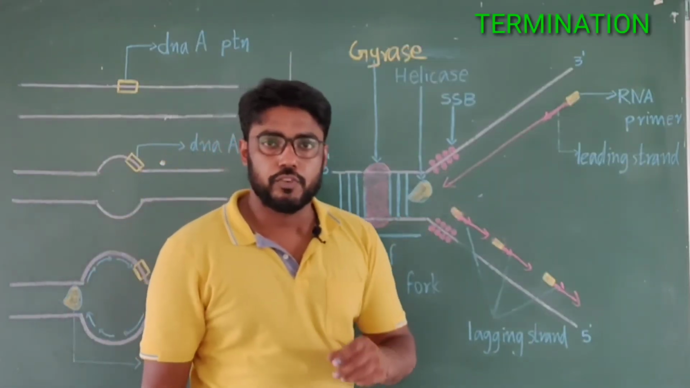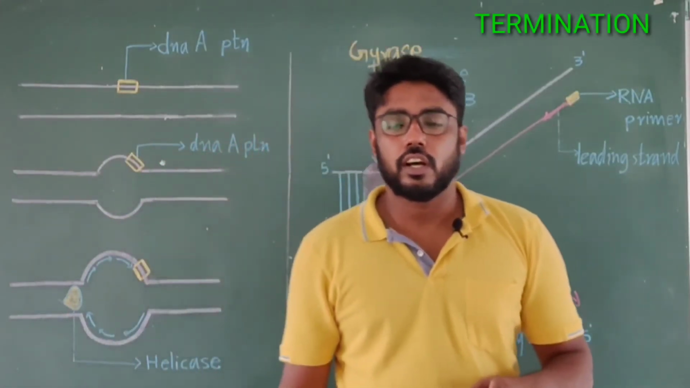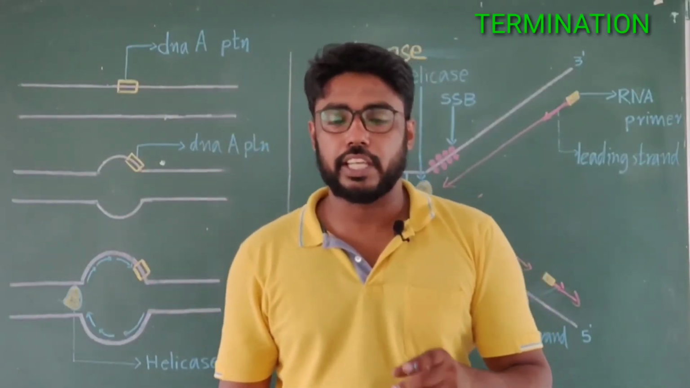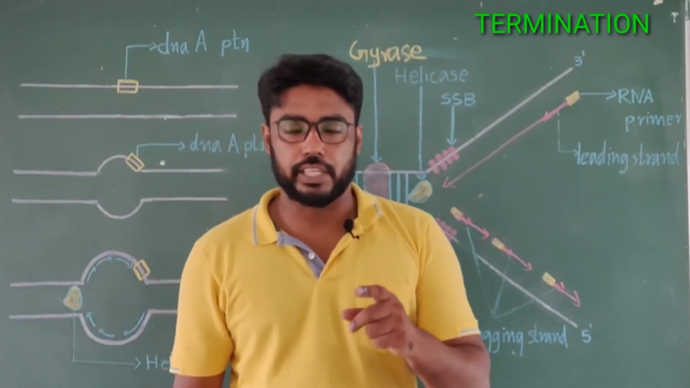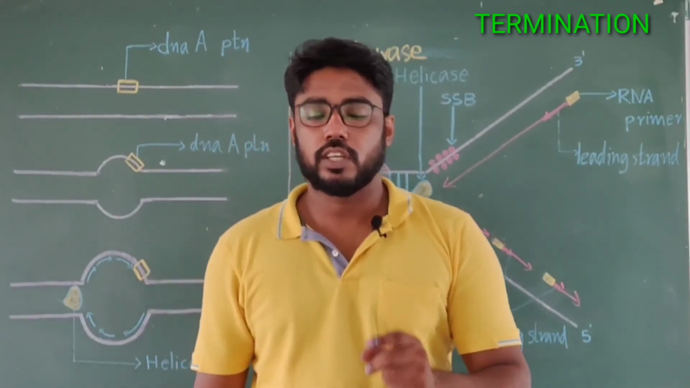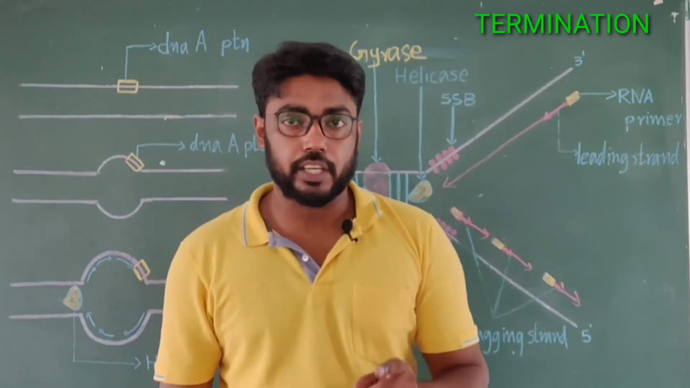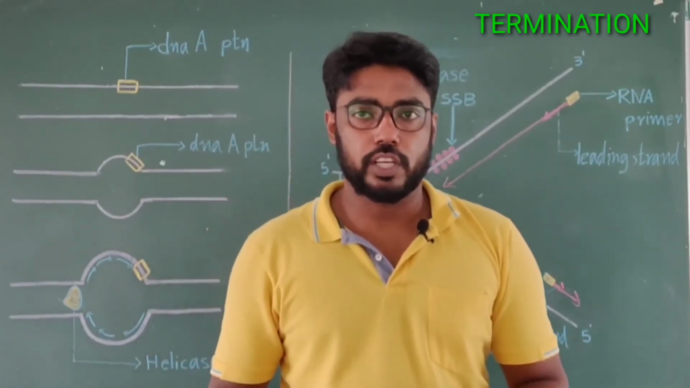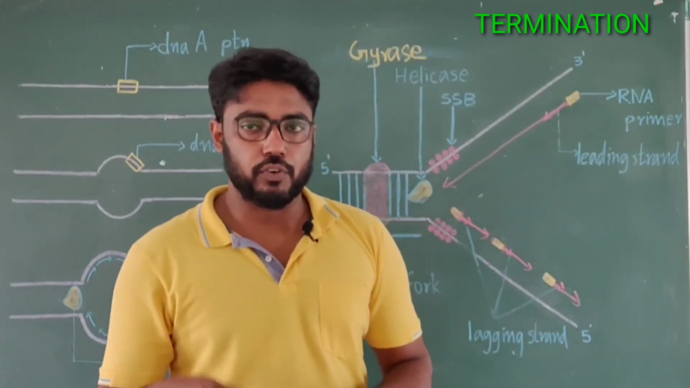Now, after elongation, we can see the termination. Termination occurs in bacteria in two ways. One way is that replication is terminated when the two replication forks meet.